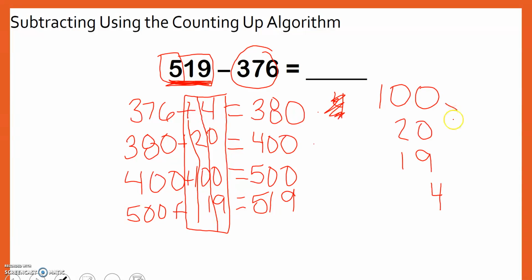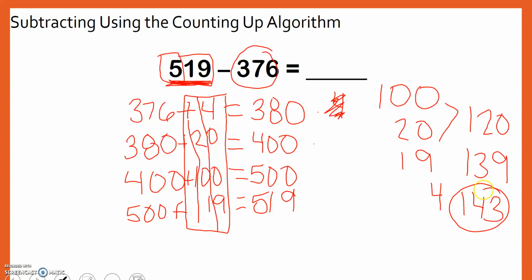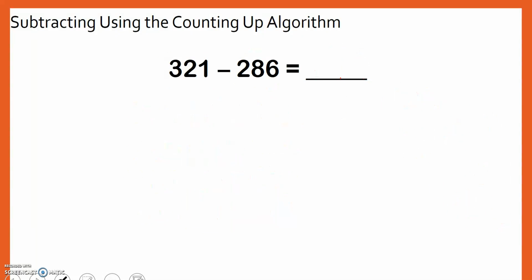And so here I put these together, 120 plus 19 will give me 139, plus 4 will give me 143. So there's my answer, 143. It may have been a little confusing, so let's look at it again.